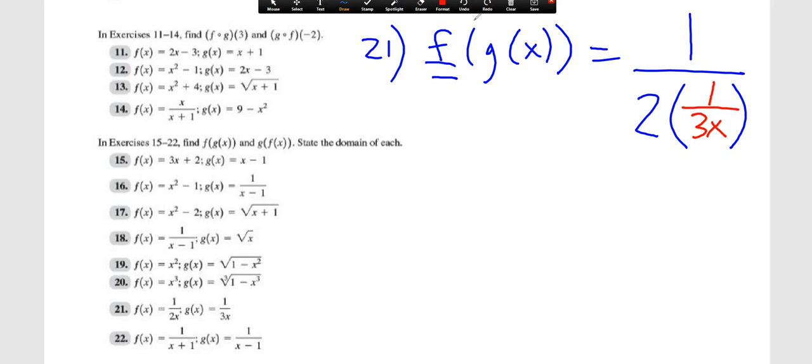What do we know about 3x? It's in the denominator, folks. What do we know about it? It cannot equal what? It cannot equal 0, therefore x cannot equal 0. If you divide both sides by 3, you're not changing that fact.